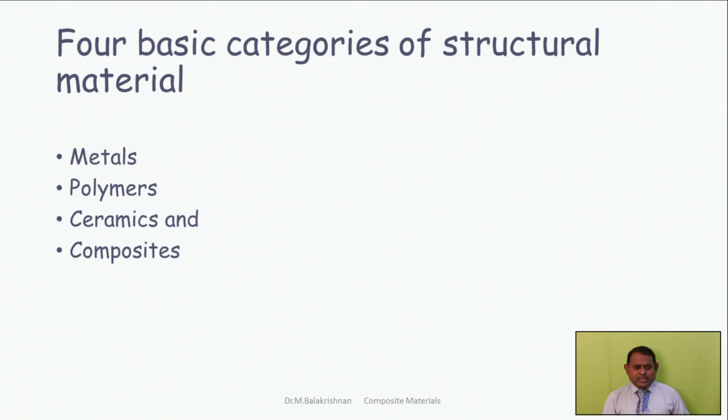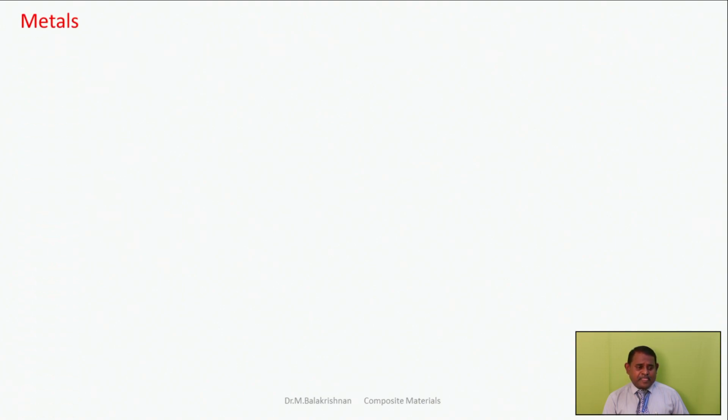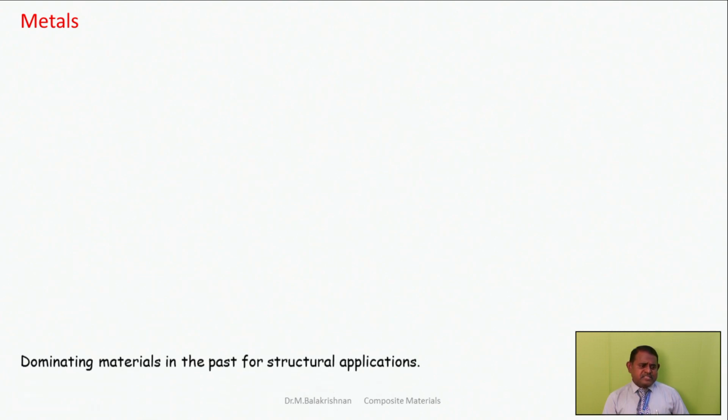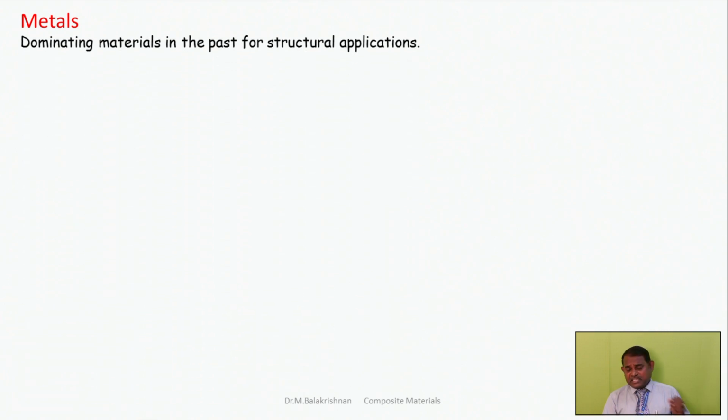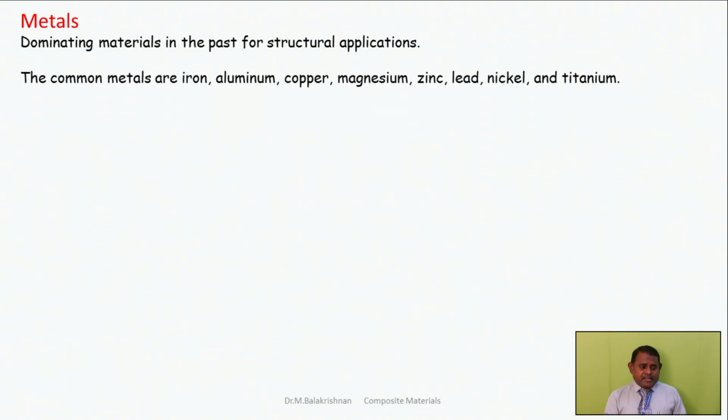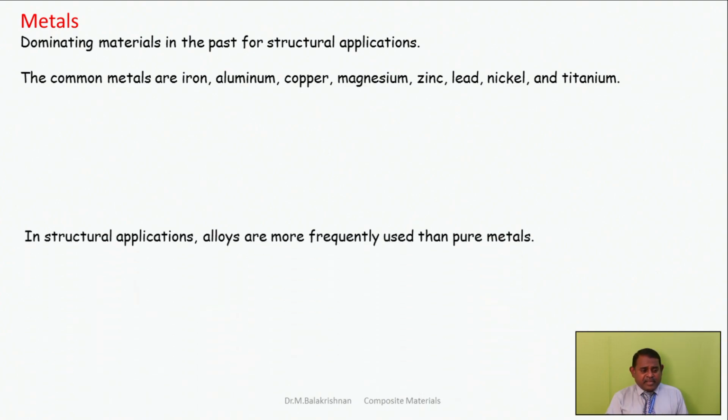Normally you can come across many materials, and metals, polymers, ceramics and composites are the four common basic categories of structural material. In this, metals have been the dominating materials for the past centuries because of many advantages, and the common metals are aluminum, copper, magnesium, zinc, lead, nickel and titanium.